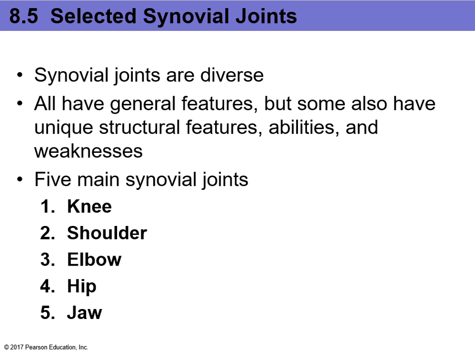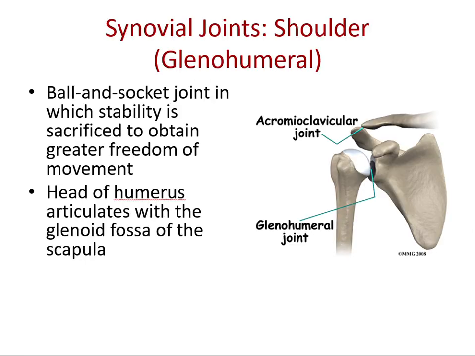All right, next we're going to be looking at some selective synovial joints. So synovial joints are diverse. We're not going to look at every single one, but there are some that have unique structural features, abilities, weaknesses. So the 5 we want to look at are the knee, shoulder, elbow, hip, and jaw.